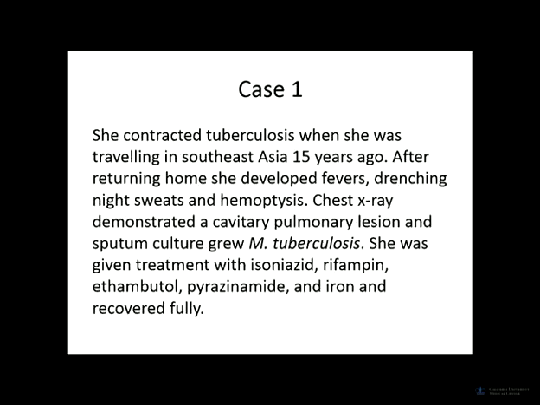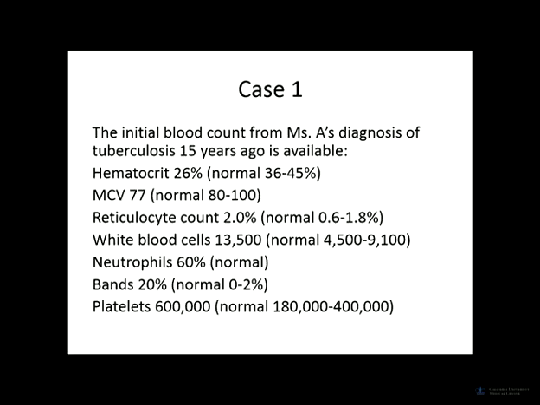You take a past medical history. She was traveling in Southeast Asia 15 years ago, and she got the classic symptoms of pulmonary tuberculosis, and she was treated with the 4-drug cocktail. She was anemic at that time, so she got iron as well, and she recovered fully. And you're reviewing her medical record, and this is what you find from 15 years ago.